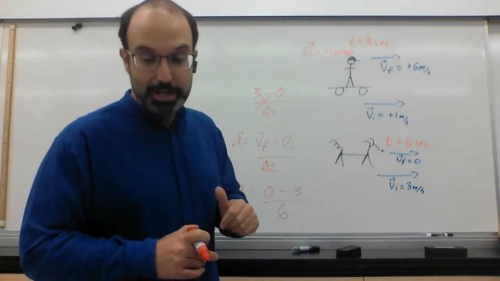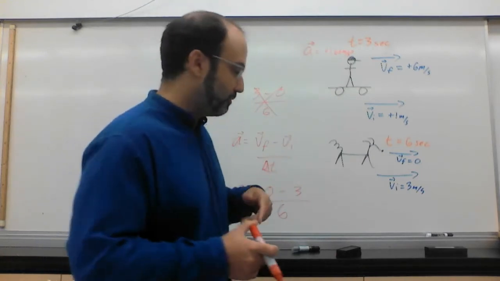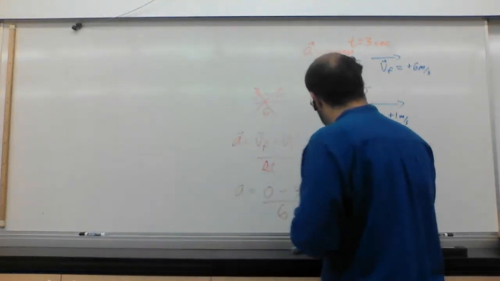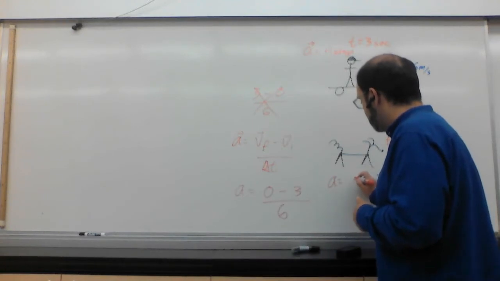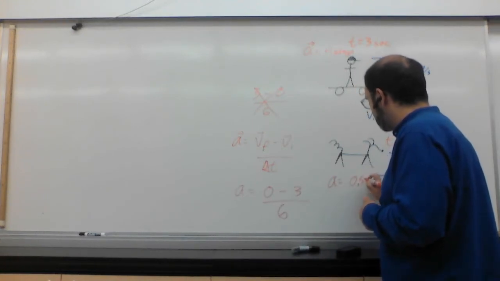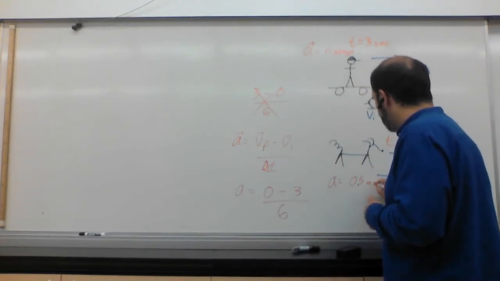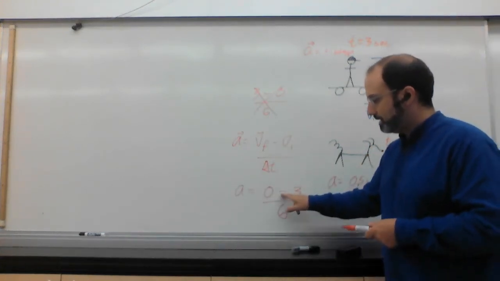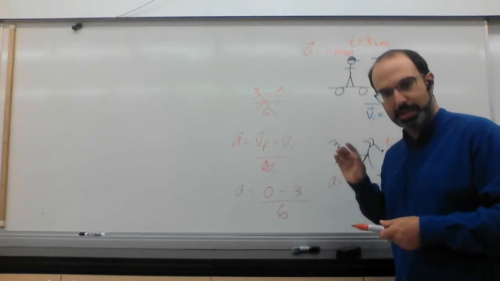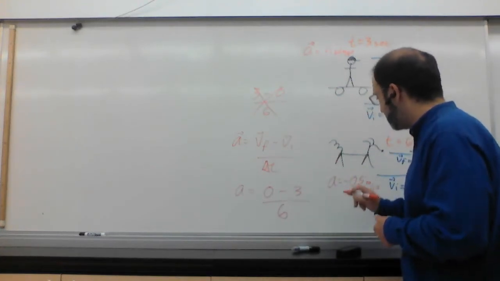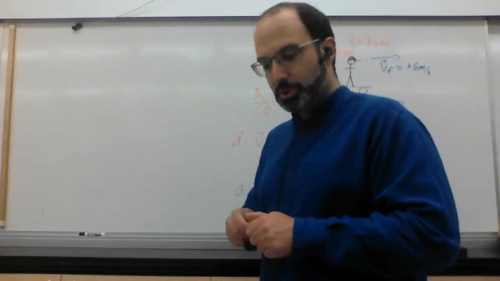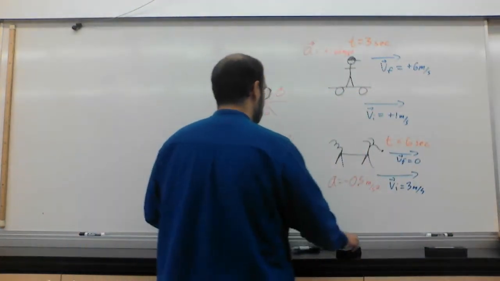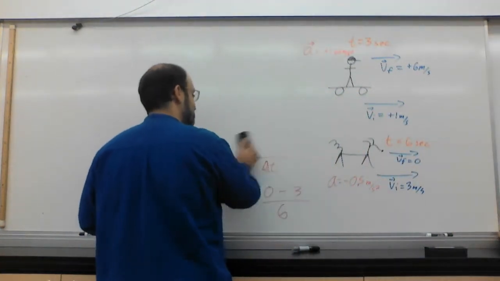Anyway, 3 over 6, that's pretty straightforward. That's going to be a half. Okay? So acceleration here is going to be 0.5. You could also, of course, leave it as 1/2. We're going to use decimals, though. Meters per second squared. But it is negative because 0 minus 3 is a negative number. So this is negative.